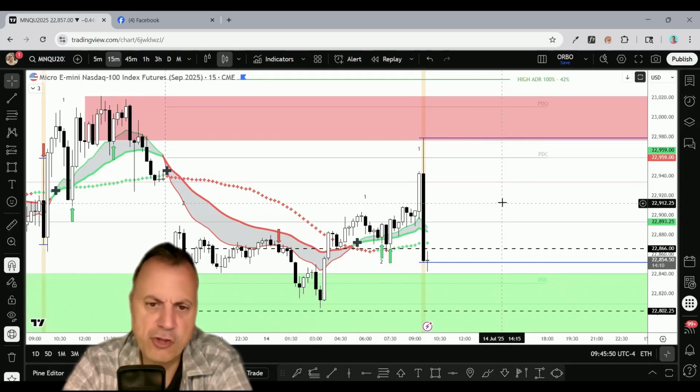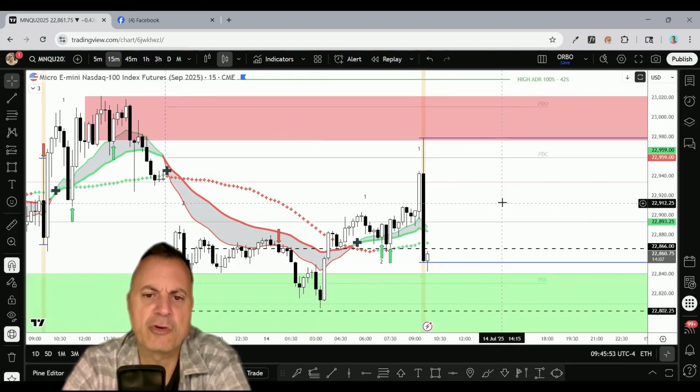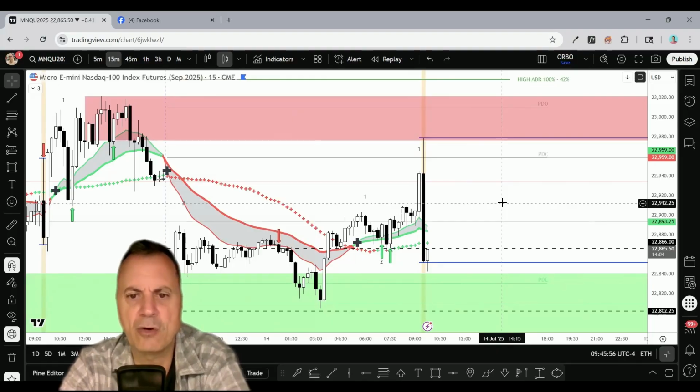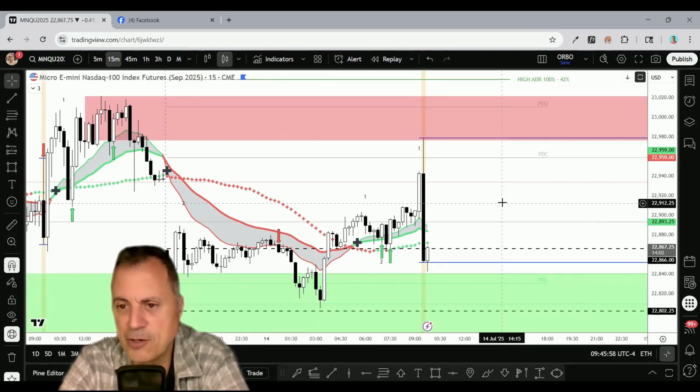My goodness, we would be shorting right into demand. We'd be shorting right into demand that is already holding. I don't want any part of that, right?